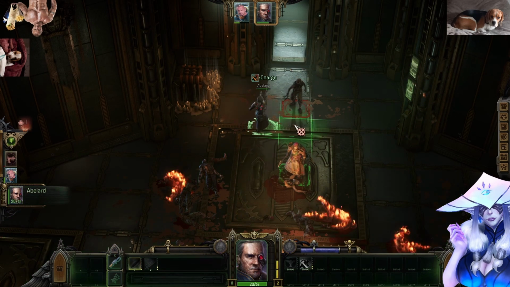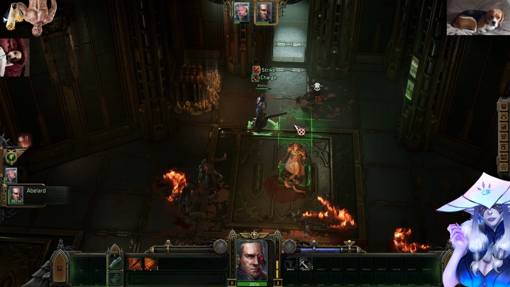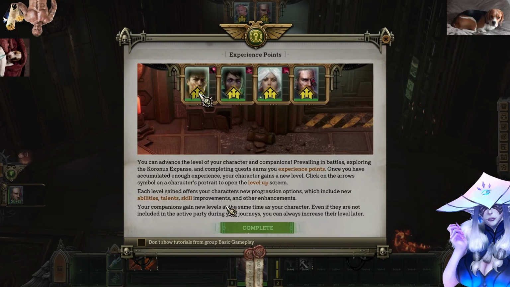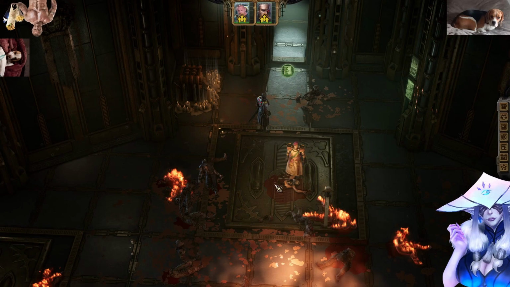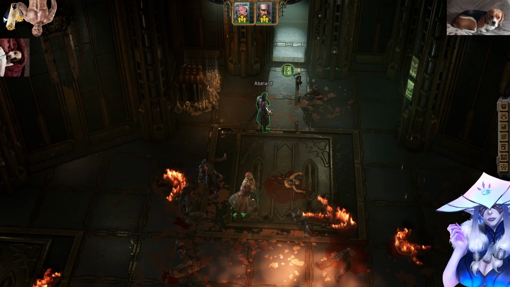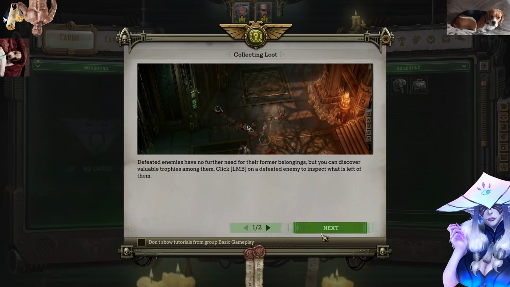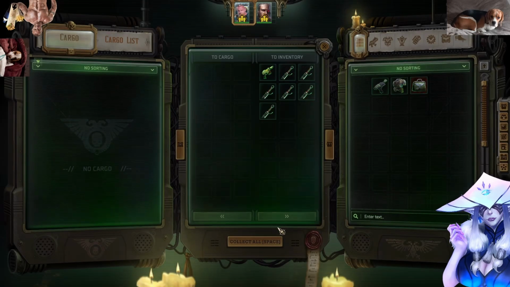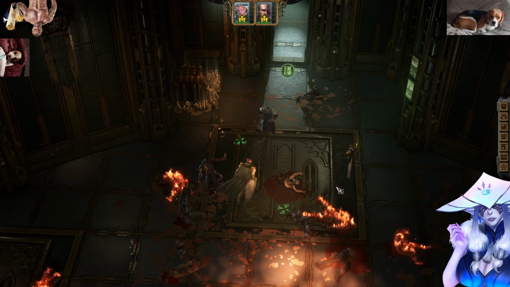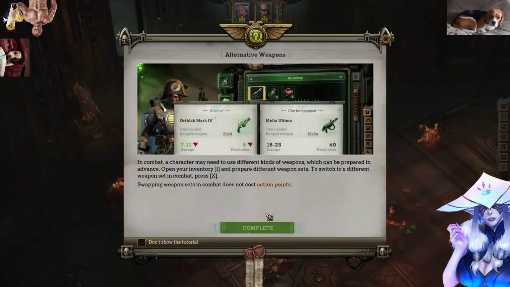At your beck and call. Reduced to dust. You can advance the level of your characters and companions. Okay, already. Oh. Defeated enemy is not only for former belongings. Yeah. Okay. Cool. I'll lay claim to the stars.